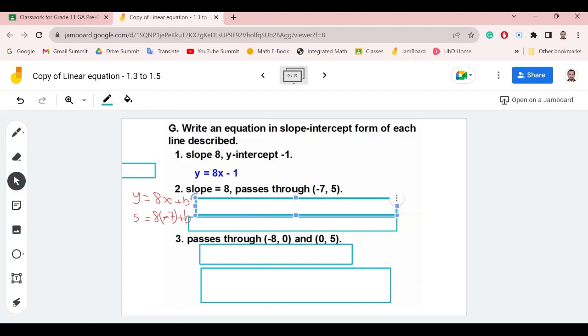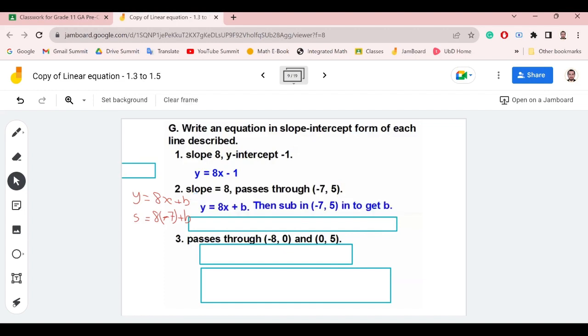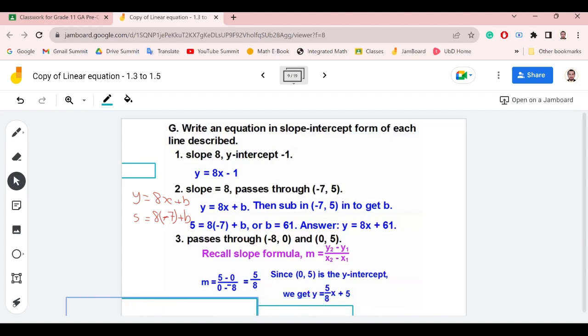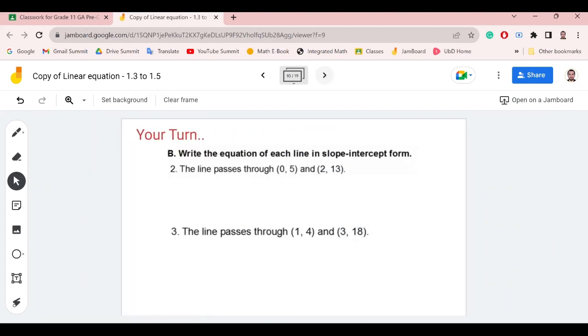Let me erase this one. Okay, so this is the first step. Yes, then we have this one here. Okay, clear? Yes? Okay. Then passes through negative 8, 0 and 0, 5. We already did this one before. So recall the formula here. As you can see, same thing. Okay. Let's go to the next one. It's your turn to do it because you already did it.